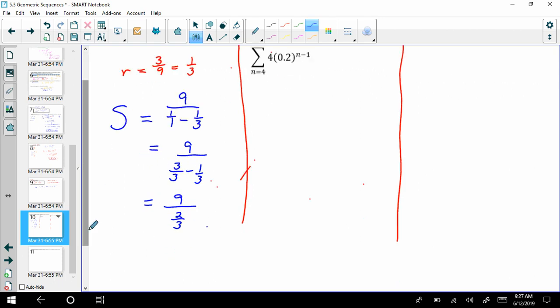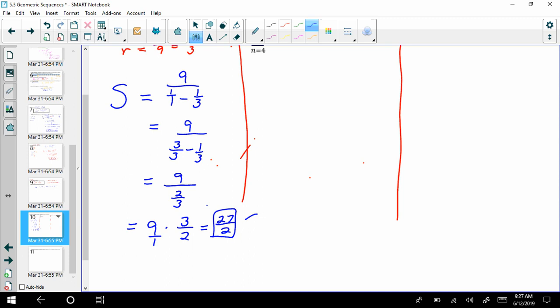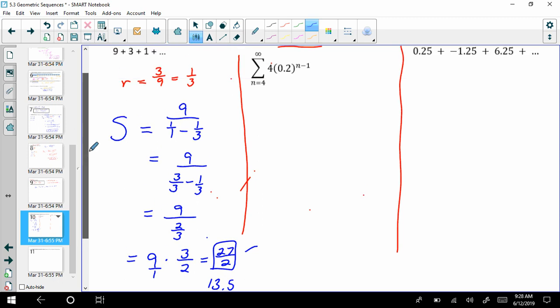And then remember what I told you, dividing, we're going to times by the reciprocal. So 9 times 3/2. So this is technically over 1. I can just multiply straight across. And I get 27/2, or as a decimal, 13.5. So what does this mean? What did we just find? Well, it turns out that if I kept adding these numbers forever, my total would get closer and closer and closer and closer to 13.5.